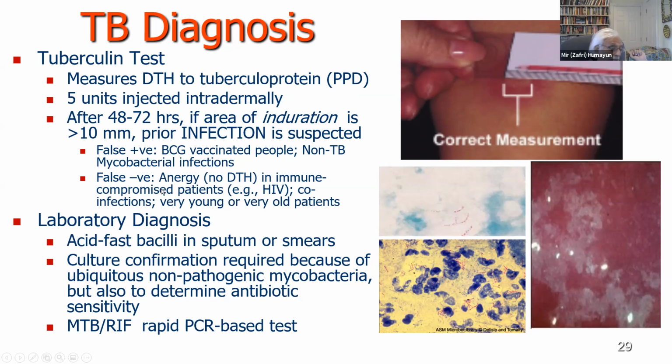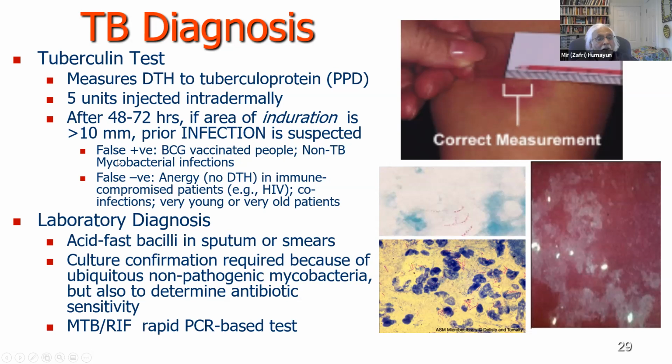There are also false negatives. For example, a condition called anergy, that is a failure of the immune response altogether, is observed in immune compromised patients. For example, HIV infected patients will respond with a false negative, even though they might have active TB, okay? Because you don't see any DTH that gives rise to that area of induration.